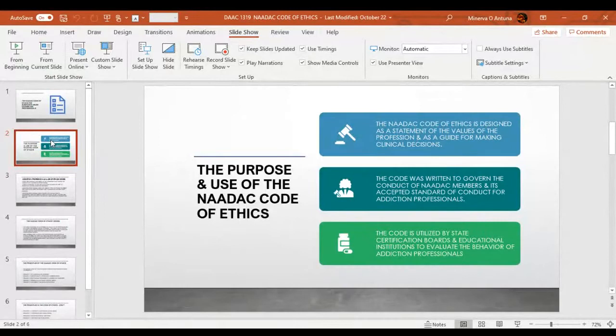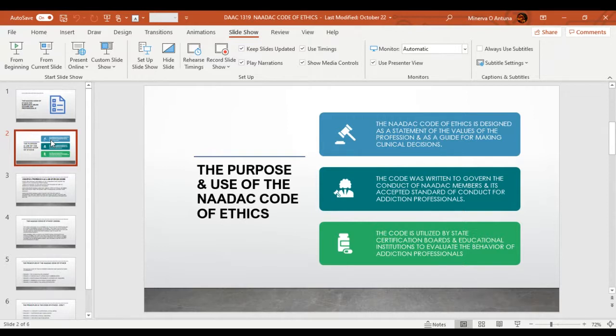The purpose and the use of the Code of Ethics is, one, the NAADAC Code of Ethics is designed as a statement of the values of the profession and as a guide for making clinical decisions. So, values are things that you believe in, that you think are important. They're saying that this is a statement of that for the professionals working in this particular field. And also that it serves as a guide for making clinical decisions when you have those tough, challenging times.